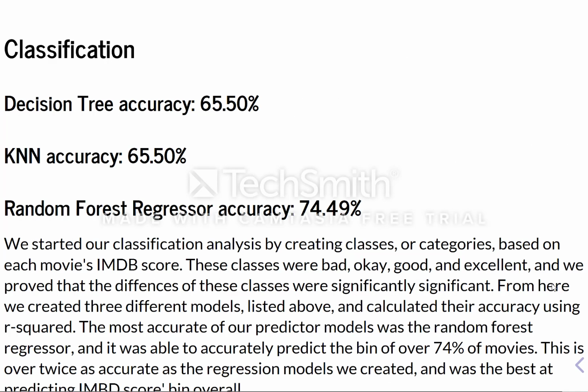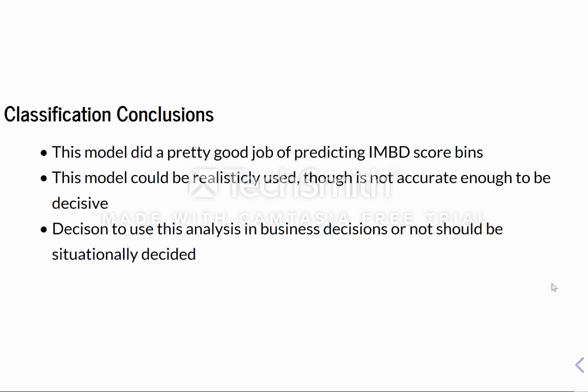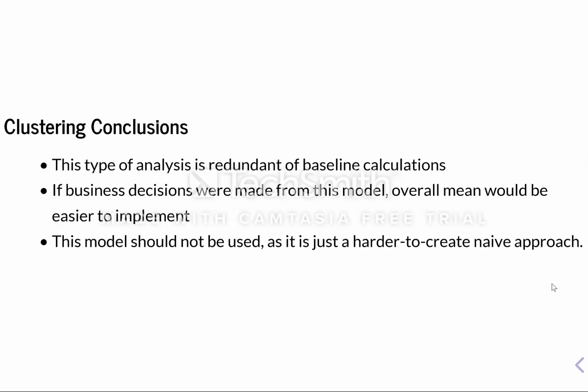For classification, here you can see the accuracy for each model that we tried. We finally came to random forest regressor, which can accurately predict the bin for over 74% of movies, twice as accurate as regression, and is the best that we see in this project. Did a pretty good job, could be realistically used. It should be situationally decided if this should be used in business decisions, though.